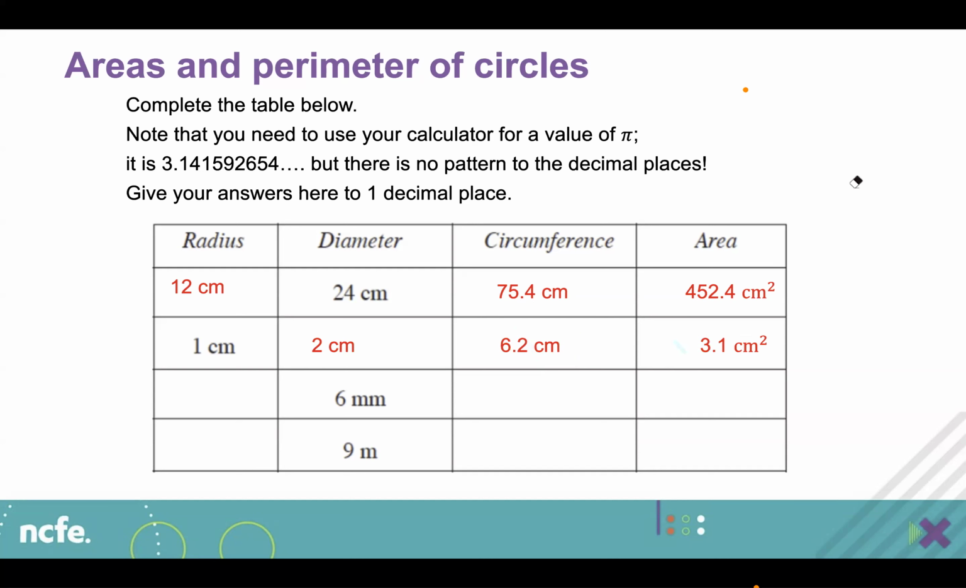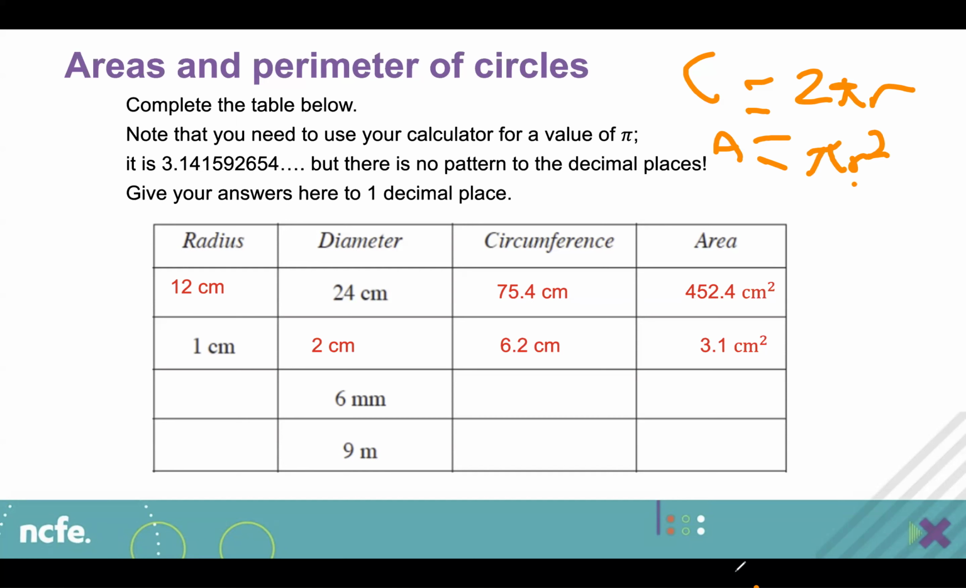Just to make it clear to you guys, the circumference equals 2 pi r and the area of a circle is pi r squared. So all I'm doing is substituting the numbers into these formulas.